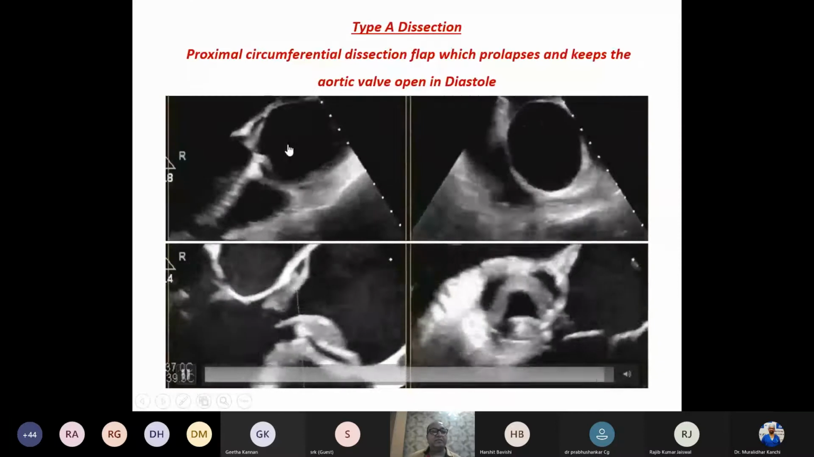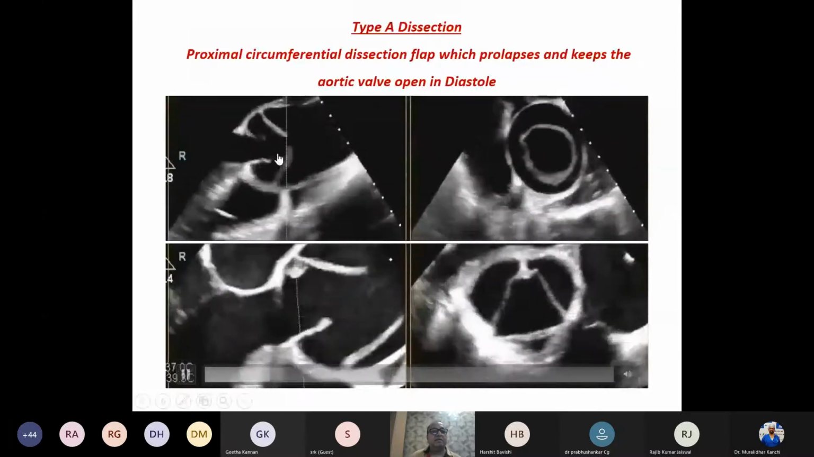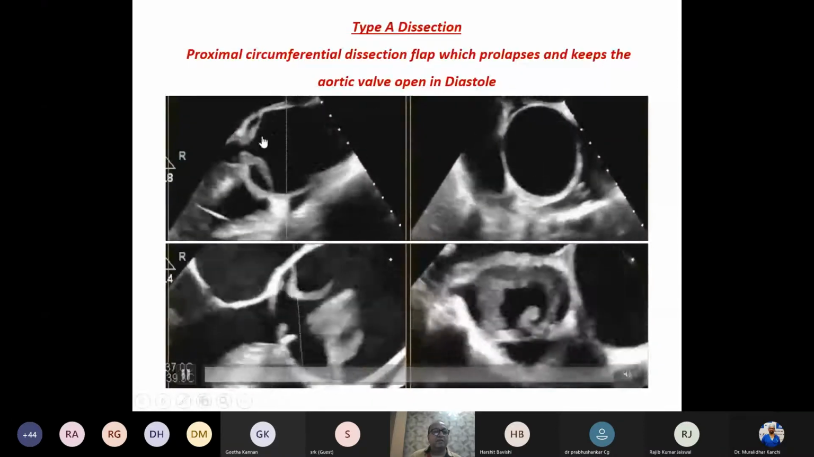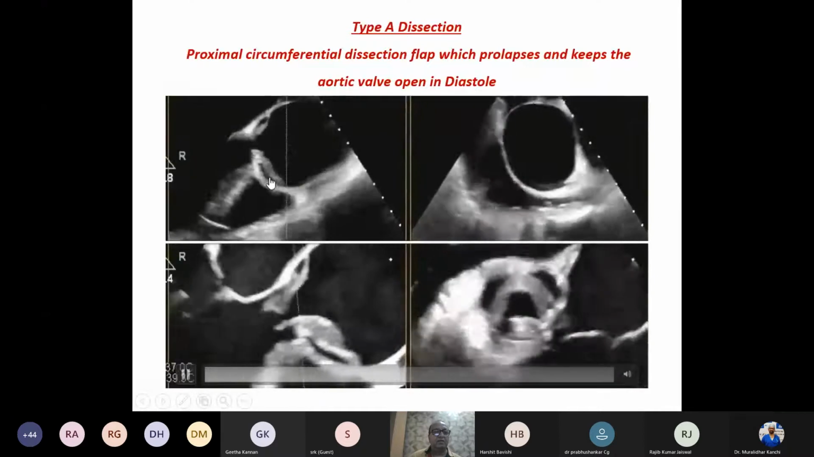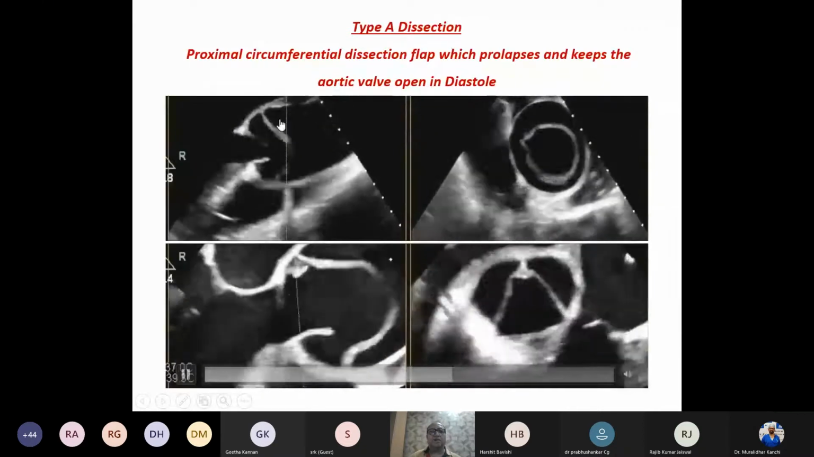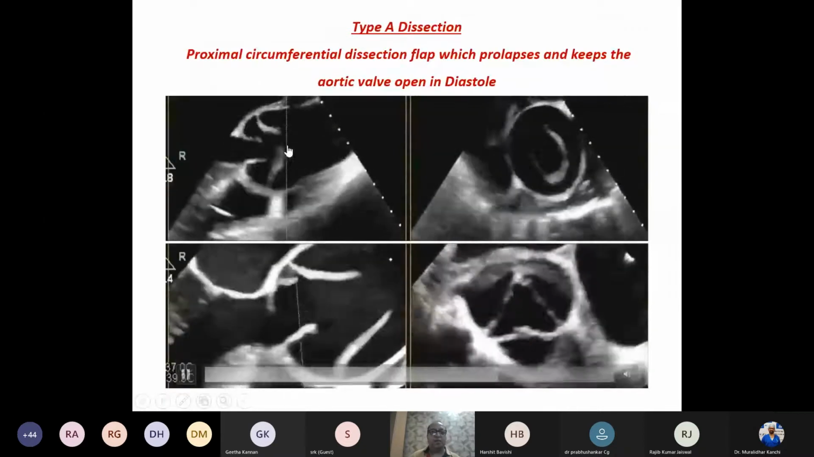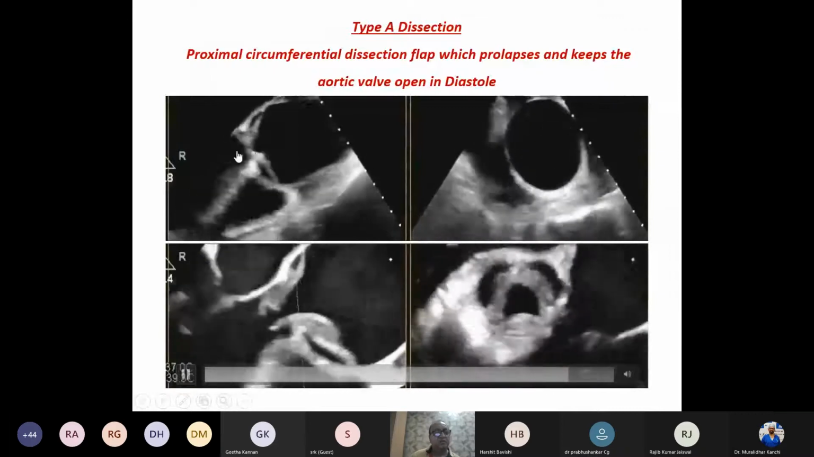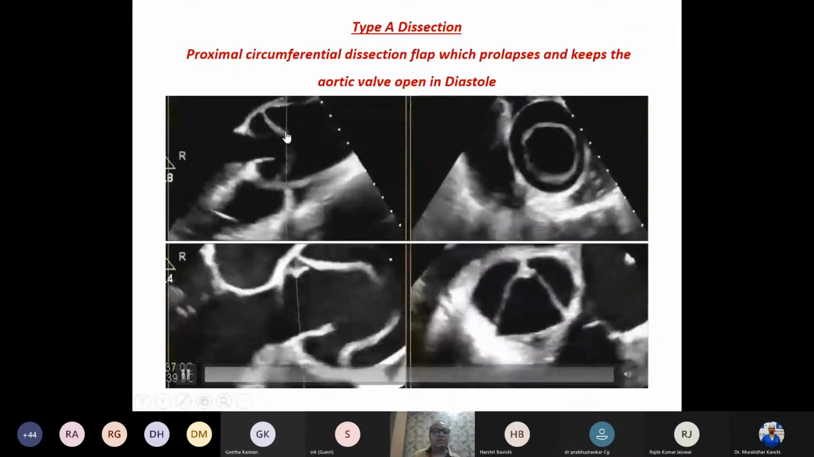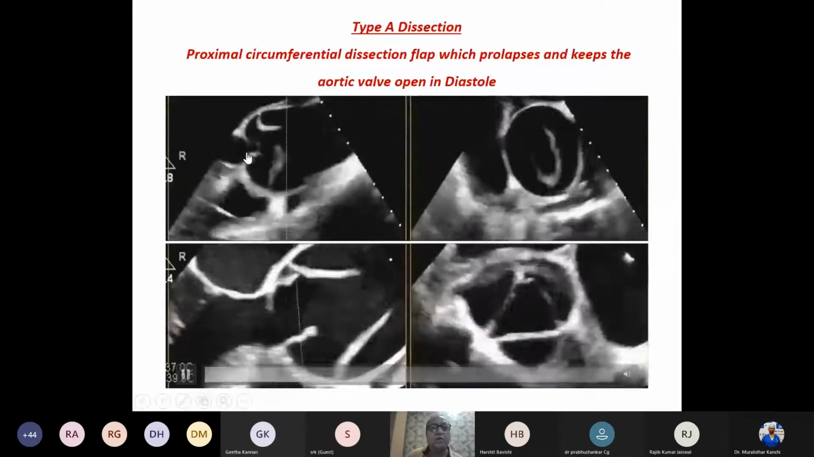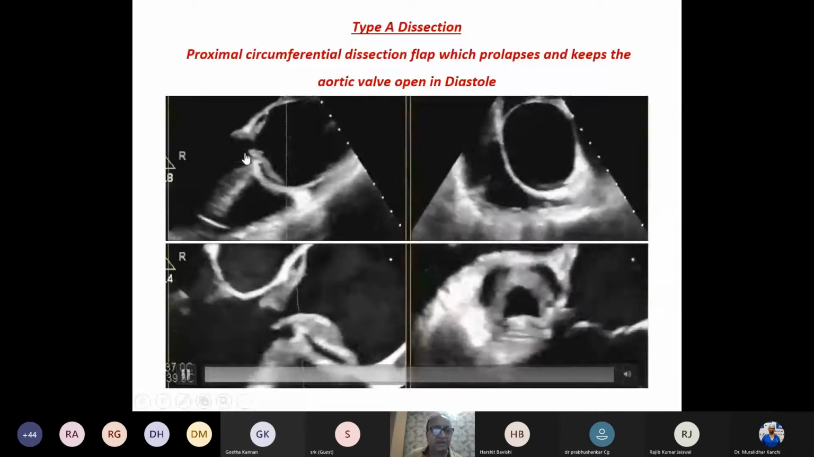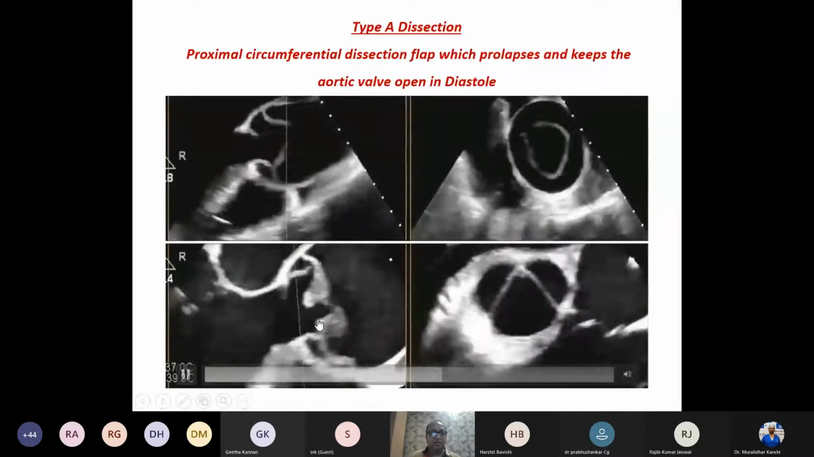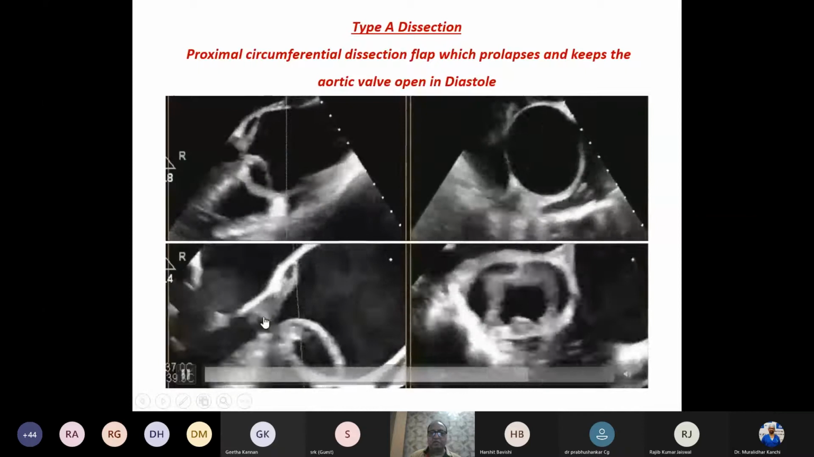Now another thing, type A dissection. If you can see here, the flap is arising from the right coronary sinus of Valsalva and the left coronary sinus of Valsalva, and you see the intimal flap is prolapsing into the left ventricular outflow tract, keeping the aortic valve open in diastole, leading to a gross AR. You can see down below, the intimal flap is prolapsing into the LVOT.